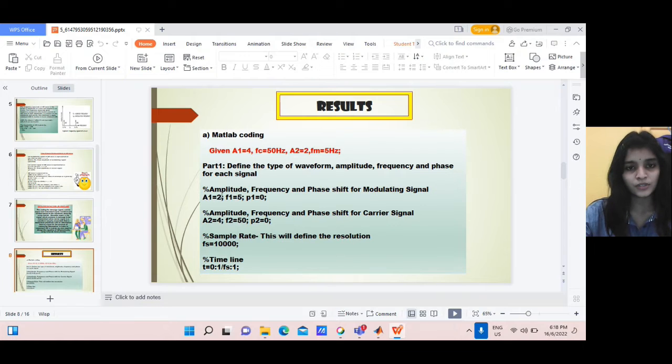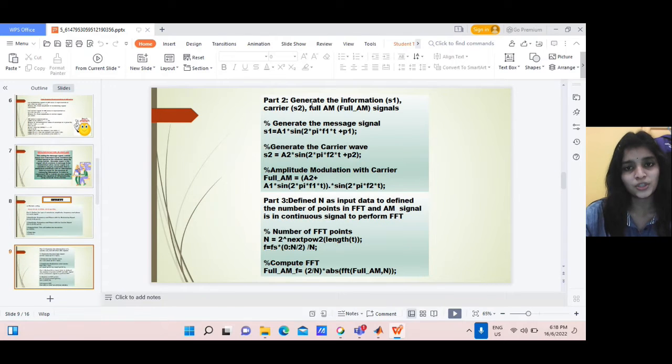The MATLAB coding has 4 parts. Part 1 defines the types of waveform, amplitude, frequency, and phase for each signal. This defines the amplitude for the modulating signal, and this one the amplitude, frequency, and phase for the carrier signal, and the sample rate. For part 2, we will generate the information signal, carrier signal, and full AM amplitude modulation signal. This is the equation to generate the message signal, carrier signal, and also the amplitude modulation.